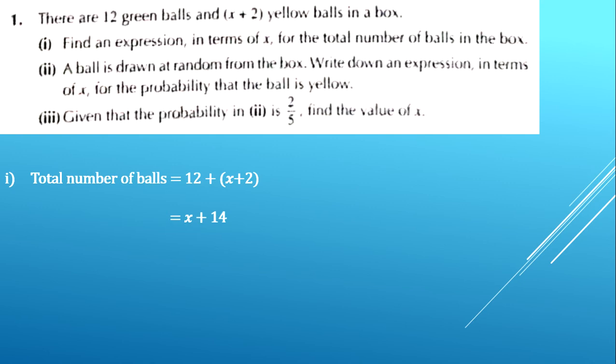Write down an expression in terms of x for the probability that the ball is yellow. How many balls are yellow? Remember that there are x plus 2 yellow balls in the box. So if you want to find the probability of a yellow ball, it will be x plus 2, which is our favorable outcome, on x plus 14, which is our sample space. It has to stop here. You may not simplify it because it just cannot be simplified.